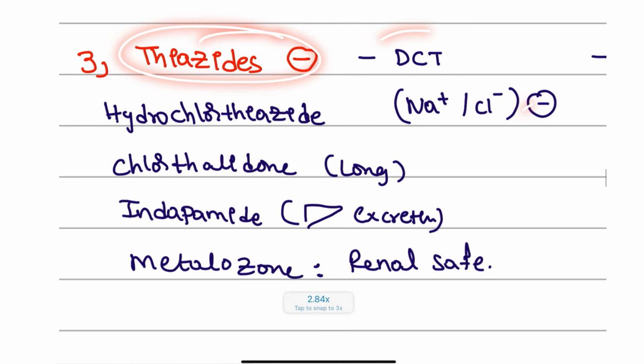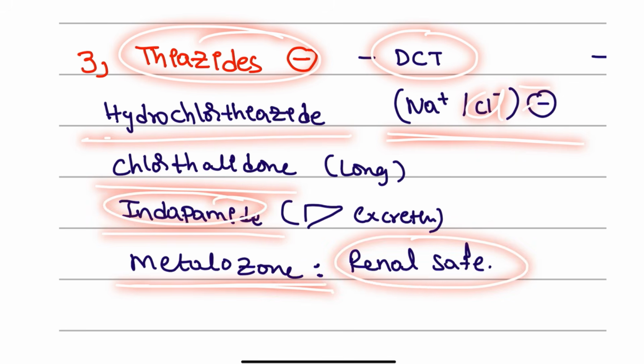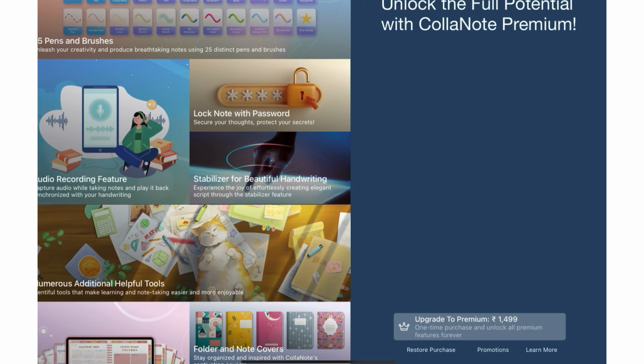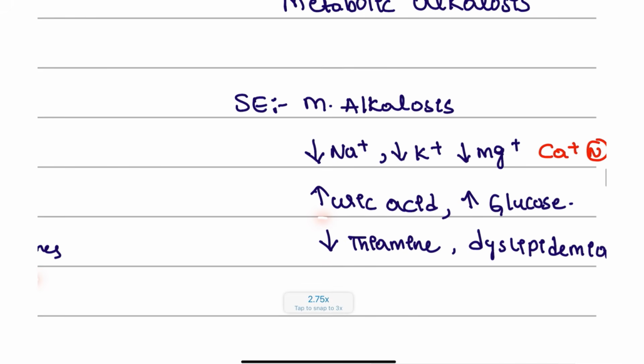Thiazide drugs, we have, act in the DCT. What is the mechanism of action? Sodium and chloride channels will be blocked, and hydrochlorothiazide, chlorthalidone, indapamide and metolazone can be used. The only safe drugs are metolazone, and indapamide, which is excreted by the liver. So those who are suffering from end stage renal disease we can give these two drugs. Next, what are the common uses, guys? Hypertension with osteoporosis, renal failure with GFR less than 40 and hypertension, nephrogenic DI and diabetes insipidus patients, edema, and hypercalciuric stones we can give. What are the side effects?